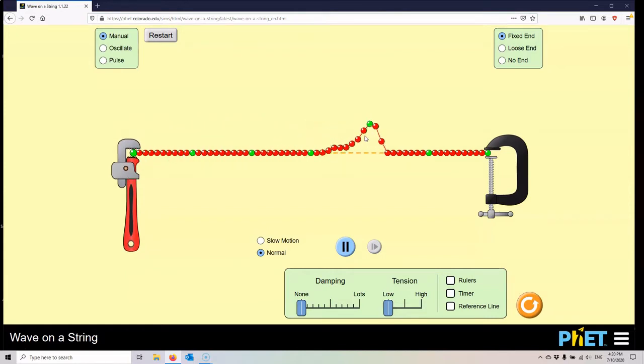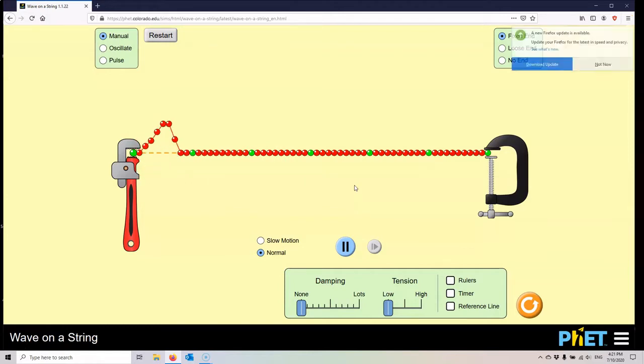kind of shape that moves along the string, and that's crucial: when it hits the endpoint, it gets reflected, but it flips. Like when it comes to a fixed point, it bounces back and it flips. So the underlying reason, we could have solved the wave equation for that with a fixed boundary condition. Not going to do that right now. We can just accept it as an observed fact.